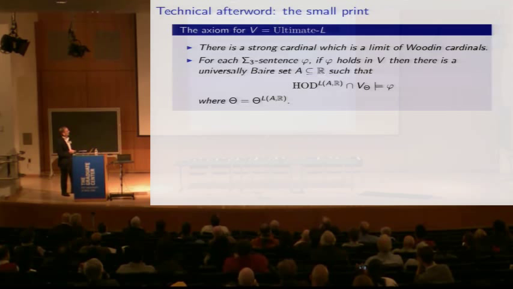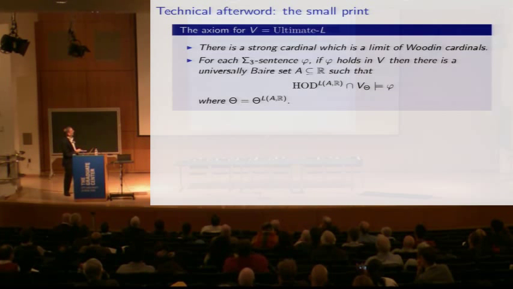There's a strong cardinal, which is a limit of Woodin cardinals. I'd like to put supercompact there, but we don't know it's consistent. And then this is the technical statement. If you have a sigma 3 sentence that holds in V, there's a universally bare set, blah, blah, blah. This can be defined in a first-year graduate course. If you put in all the relevant definitions, it wouldn't expand by that much.